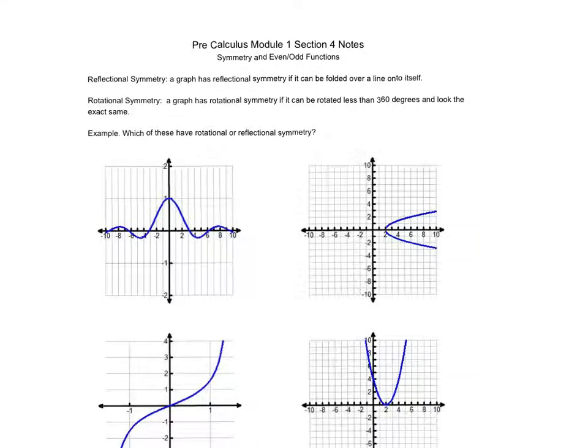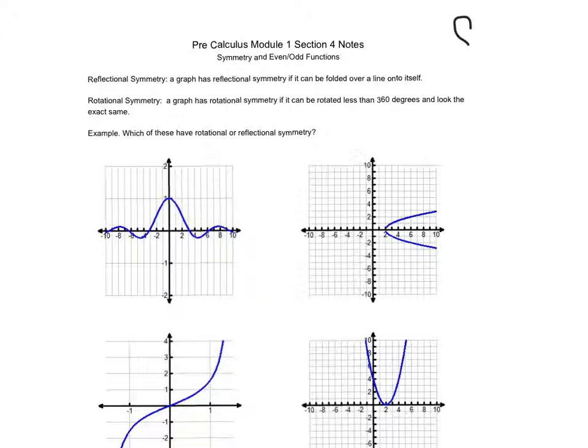All right, in section 4, we're going to be talking about two topics. The first one is we're going to review the concept of symmetry, and then we're going to talk about classifying functions as either even or odd functions. Now, symmetry we've all heard of from geometry and other places. It's where essentially it's the same on both sides.